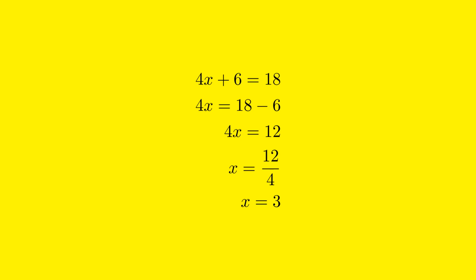On the left side, 4x divided by 4 simplifies to x. On the right side, 12 divided by 4 equals 3. So, after dividing both sides by 4, we are left with x equals 3. This is the final step in solving for x in the equation 4x plus 6 equals 18. Therefore, the solution to the equation is x equals 3.